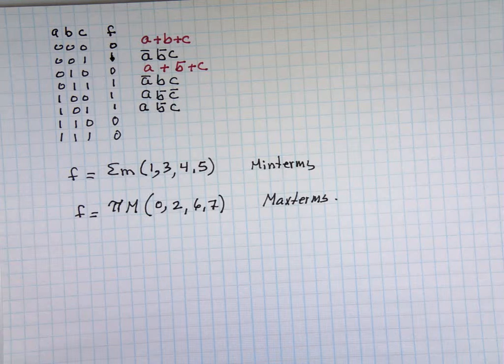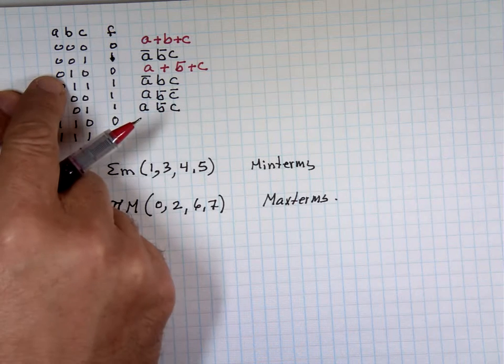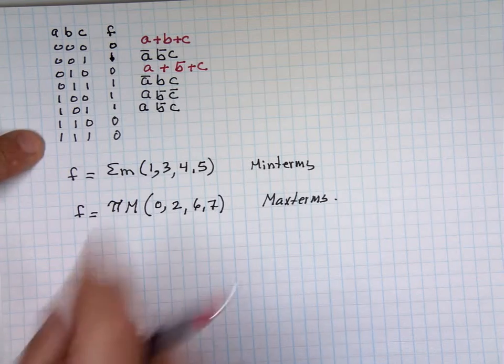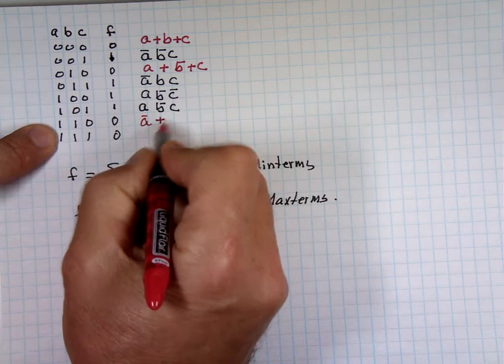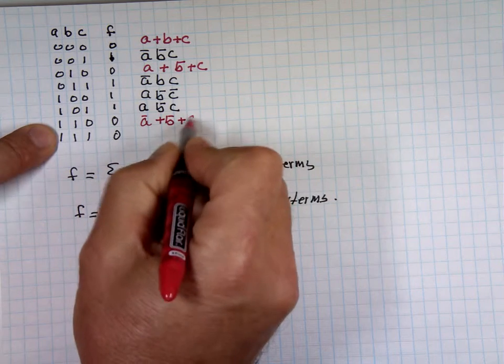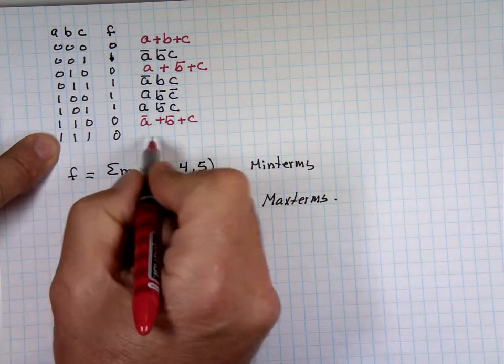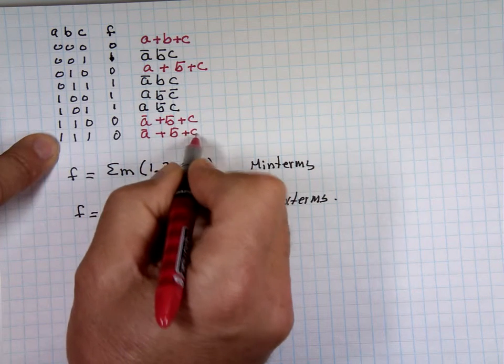For the max term, we complement the ones because you want to get a 0. And for an OR gate to be a 0, the only way is if all the inputs are 0. So once you have 0, 1, 0, I'm complementing this, that will make it a 0, and that's a 0. And for this will be what? A bar plus B bar plus C. And this one will be what? A bar plus B bar plus C bar.